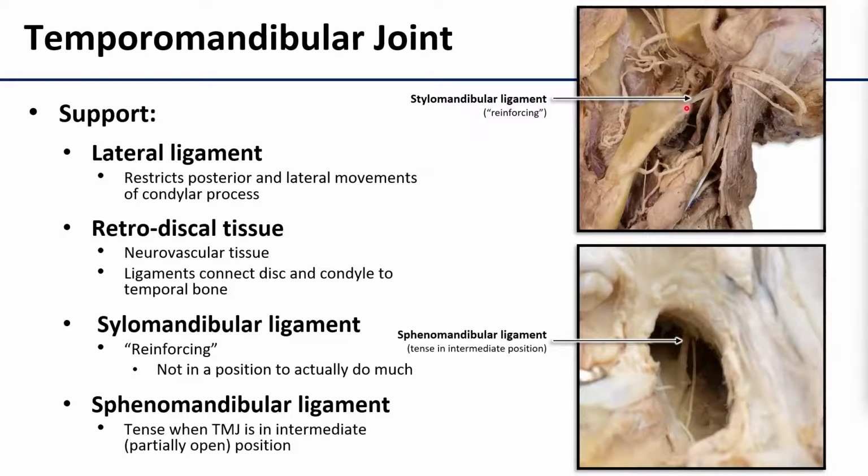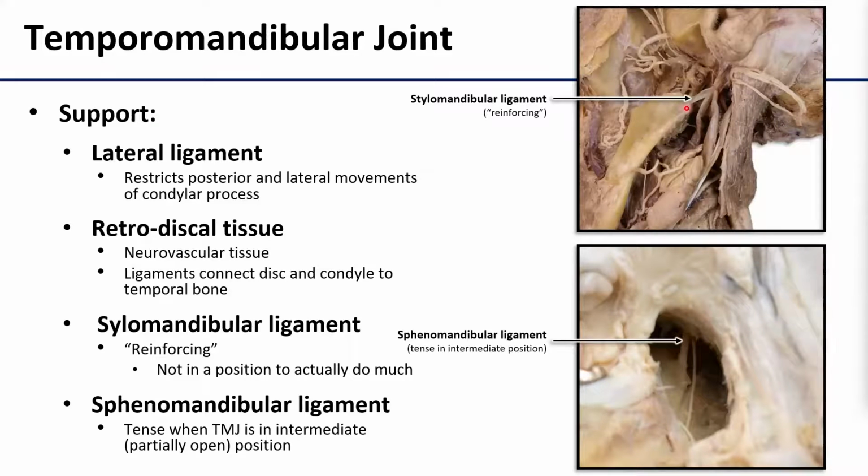We refer to its job as simply reinforcing the joint because it's not really in a position to restrict any sort of movement. So no matter what position you pull the TMJ into, it doesn't pull the stylomandibular ligament taut. It does hold the bones involved in the joint together though, so we include it as a reinforcing ligament.